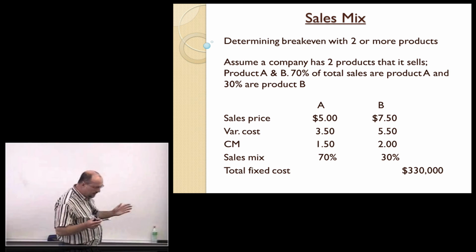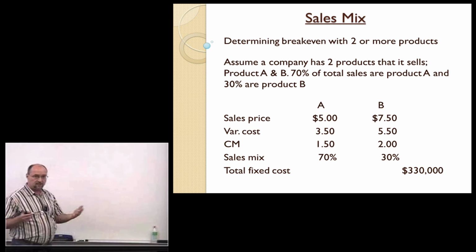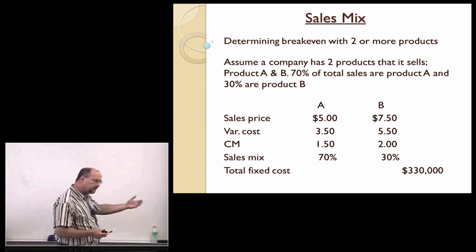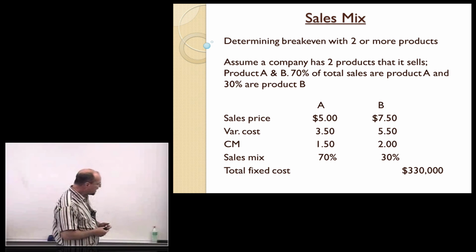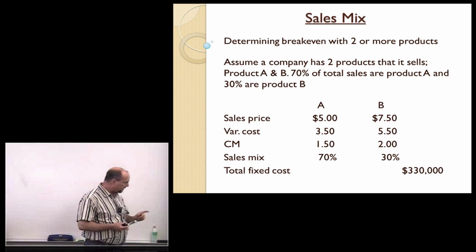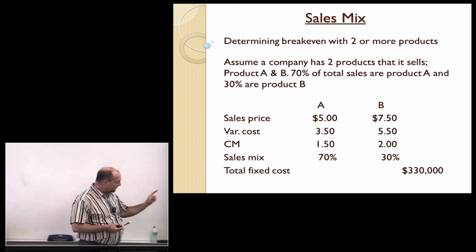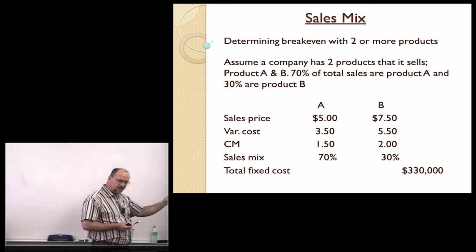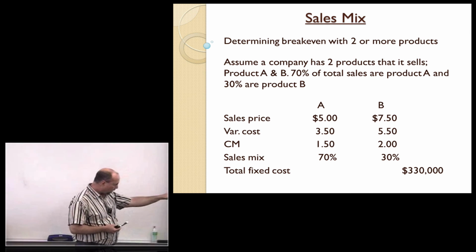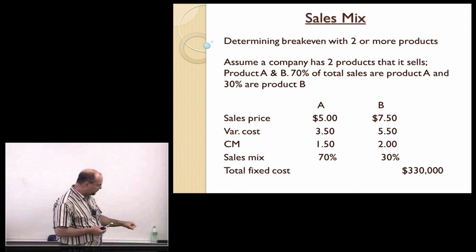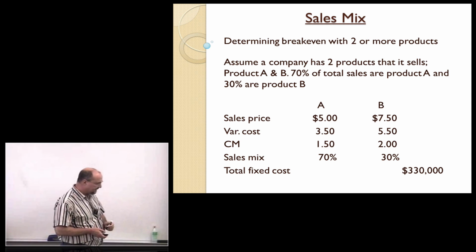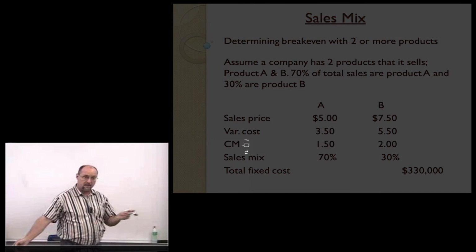Okay, now, if you don't have a consistent sales mix, you can't use this technique. But a lot of companies do. They have a primary product and they have secondary products. So what we do, and here's the trick here, is we're going to multiply the contribution margin per unit times the sales mix for each product. $1.50 times 70%, and $2 times 30%. And then we're going to plug it back into our formula. Let's take a look.